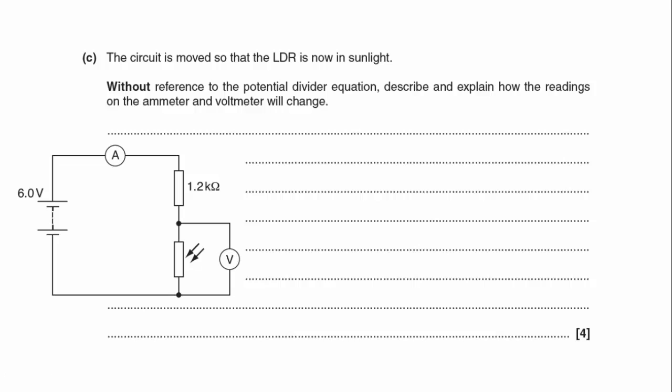Right, part C. The circuit is moved so that the LDR is now in sunlight. Without reference to the potential divider equation, describe and explain how the readings on the ammeter and the voltmeter will change. Okay, so first thing you need to realize is the resistance of the LDR will decrease when we put it into light.